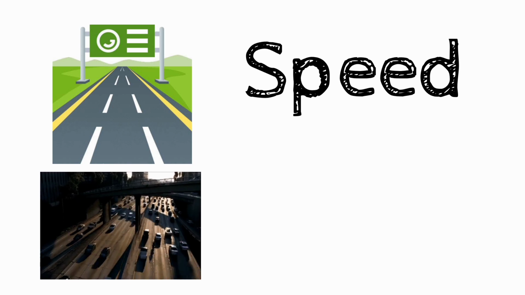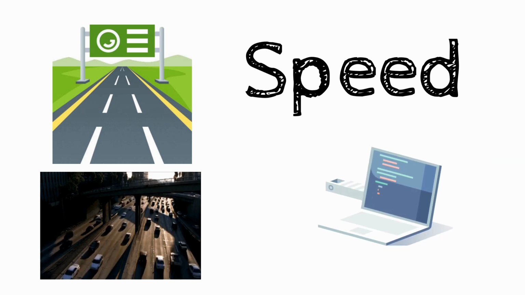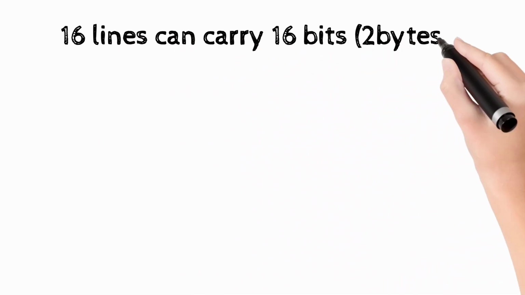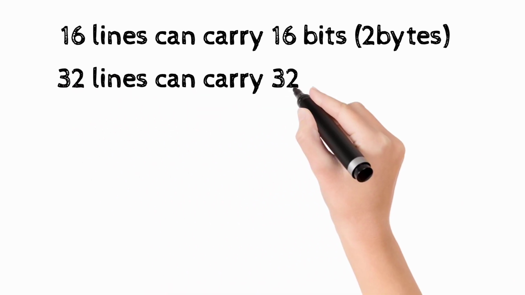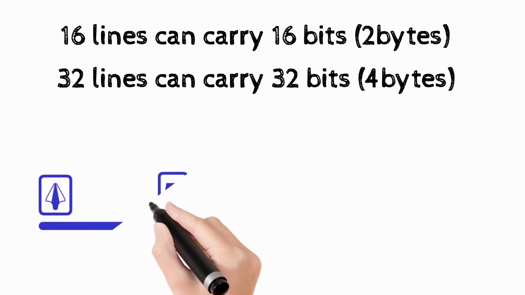Just like the number of lanes on a motorway affects the amount of traffic. A greater number of lanes on a road means more cars can pass through it. Similarly, if more lines are present in the bus, it can carry more data. For example, a bus with 16 lines can carry 16 bits, 2 bytes, and a bus with 32 lines can carry 32 bits, 4 bytes, of data.